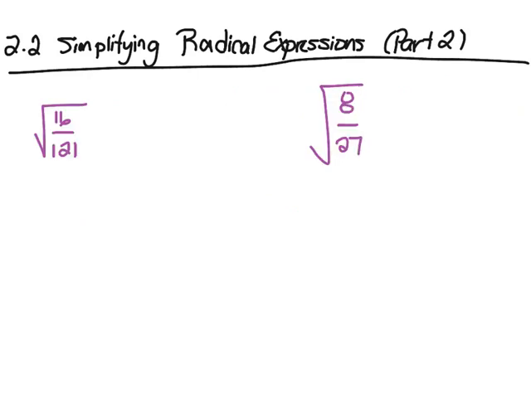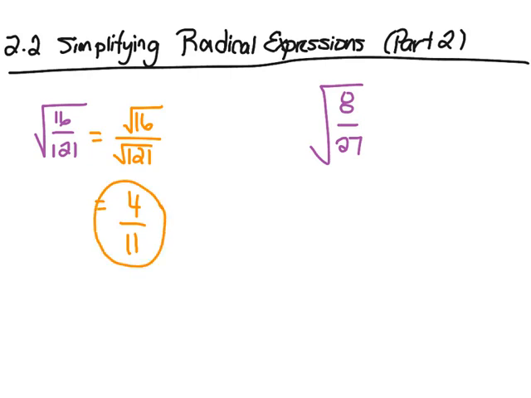The division property of radicals says that when you have a radical, you can split it into the radical of the top and a radical on the bottom, and vice versa. So if we split this into this, the square root of 16 is 4, and the square root of 121 is 11. So this is our simplified radical.